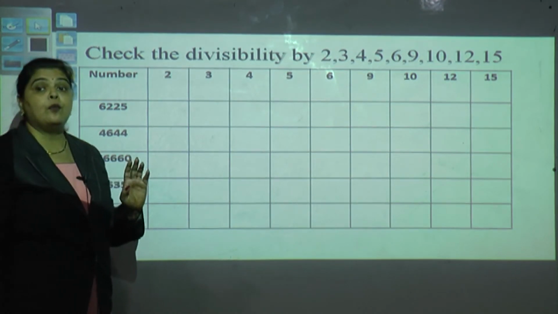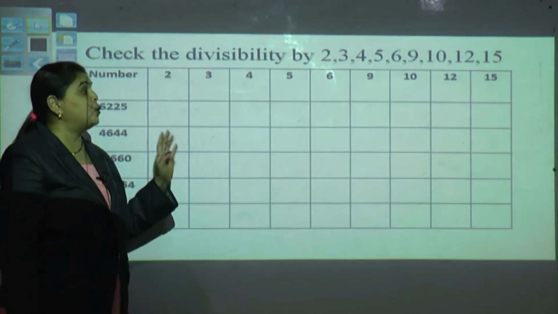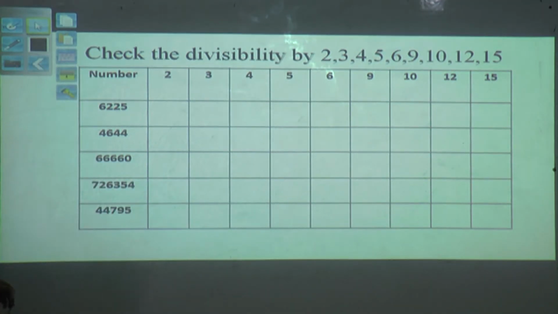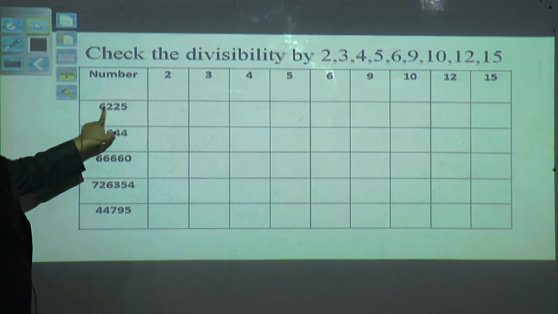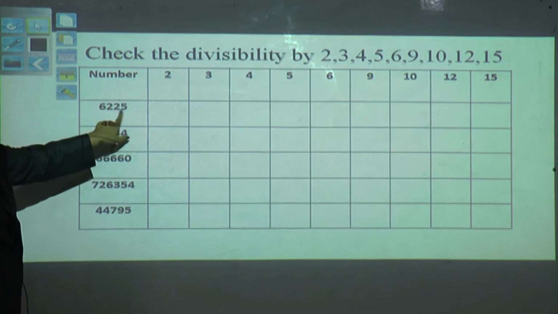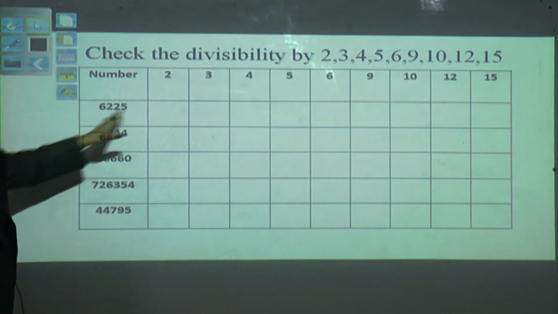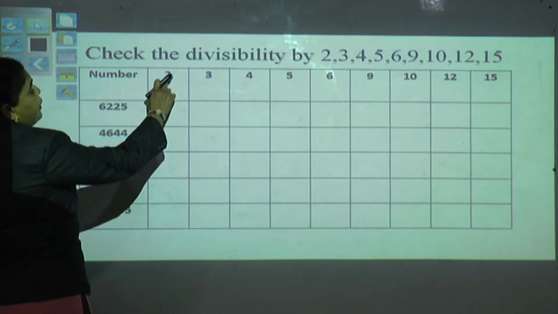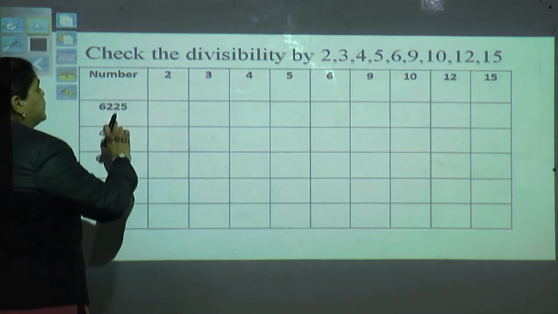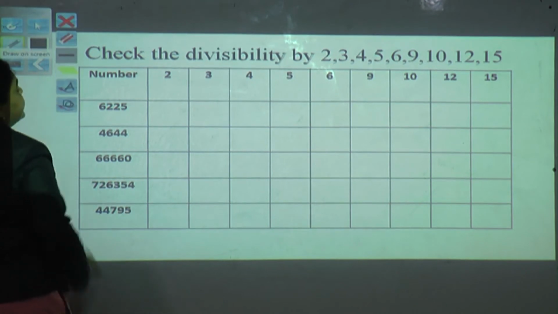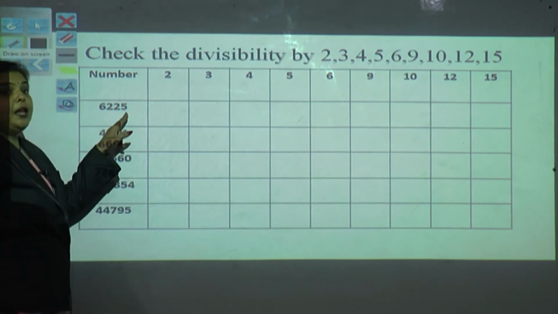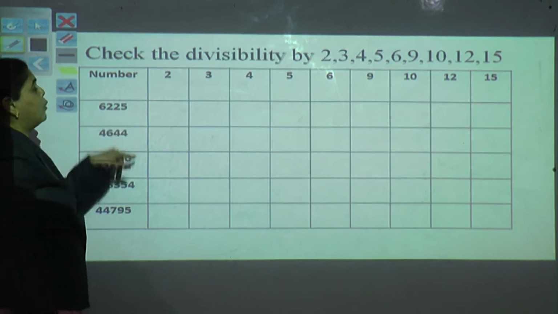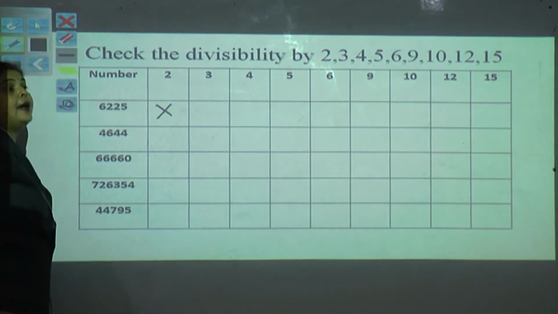I have told you all the divisibility rules, we just have to apply them orally and find out. Now one by one we will see. This is the first number, 6225. No need to read it out because we are going to find the divisibility. Is this number divisible by 2? What do we say in the divisibility of 2? In the ones place, the number should be even, that is 0, 2, 4, 6 and 8. We don't have that, so this number is not divisible by 2.